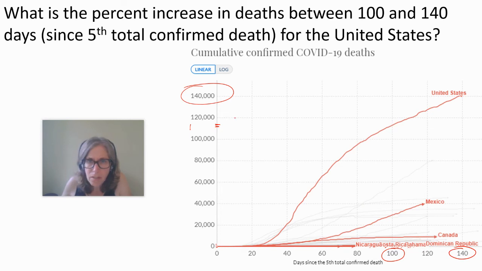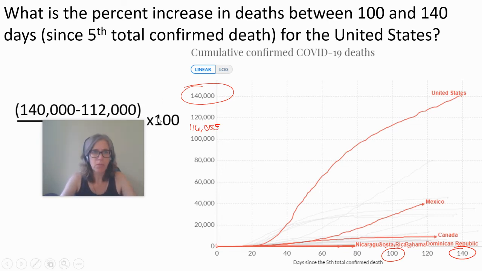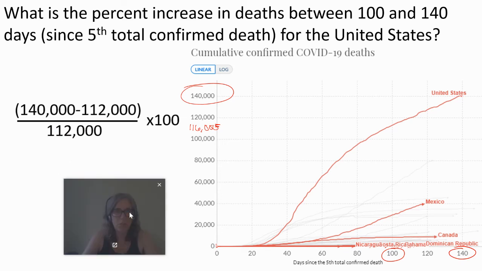Yeah, it's a little higher. So 120, 115, I don't know, maybe 116,000, something like that. So percent increase, what you're going to do for that, I had slightly different numbers, but pretty close.